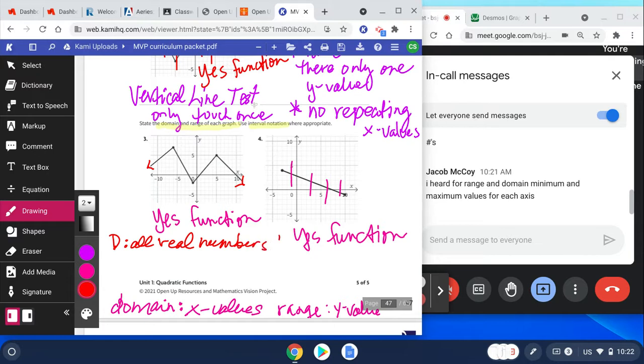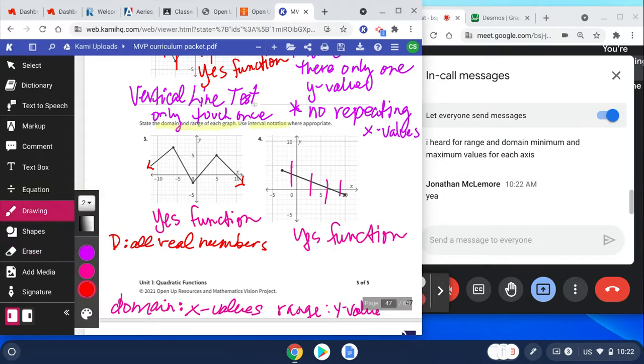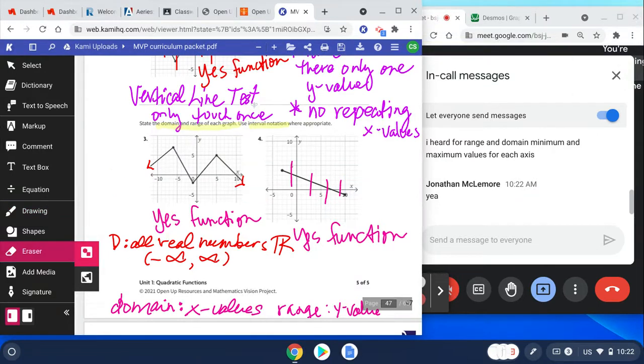And the symbol for that, Jonathan, if you recall, it's kind of like an R with a double back. It's all real numbers, something like that, right? But they asked for our answer in interval notation. So we're actually going to say that the domain goes from negative infinity to infinity. Does that make sense, you guys? The domain goes all the way left and all the way right forever. So we're going to say it goes from negative infinity to infinity.